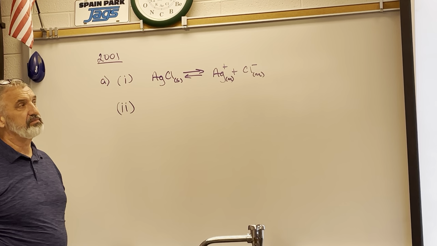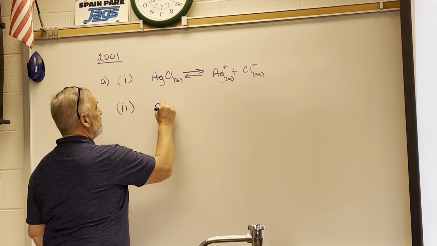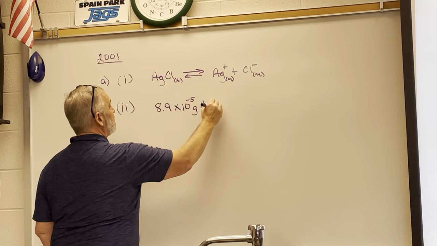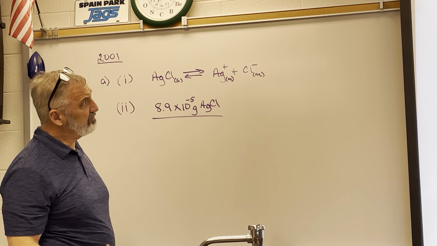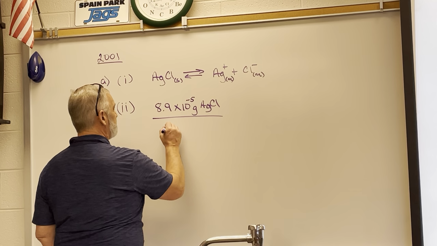So you have 8.9 times 10 to the minus fifth grams of AgCl in 100 milliliters. So let's just, molarity is what units? Moles over liter. So 100 milliliters, you know, is how many liters? 0.1. So I would just do that conversion just like that.